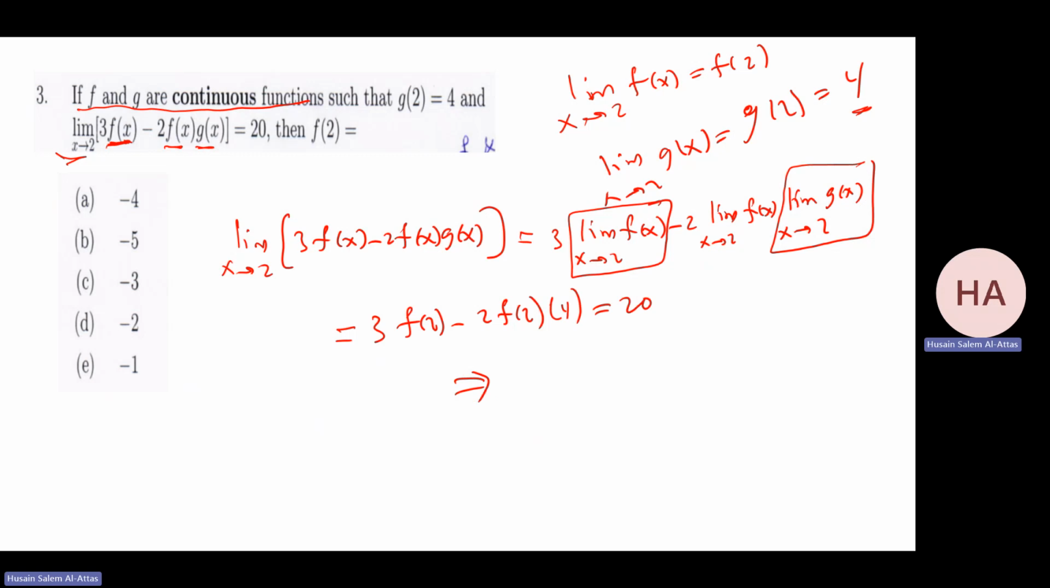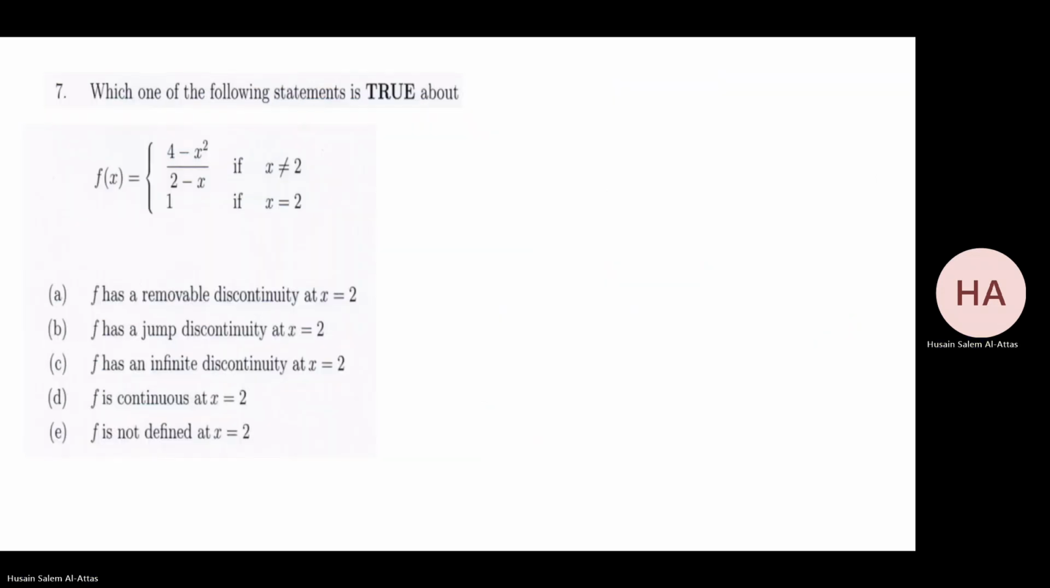All of this should be 20. So you have 3 minus 8 minus 5, f of 2 is equal to 20. That means f of 2 equal minus 4. Well, the statement is true about this function.